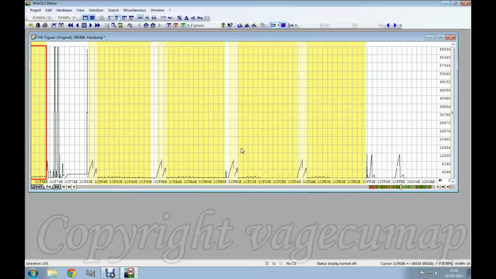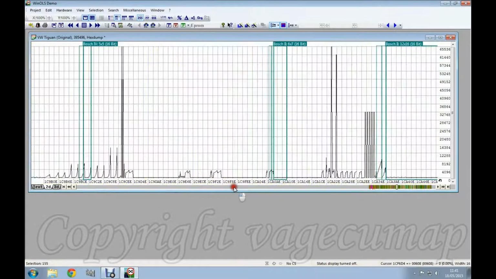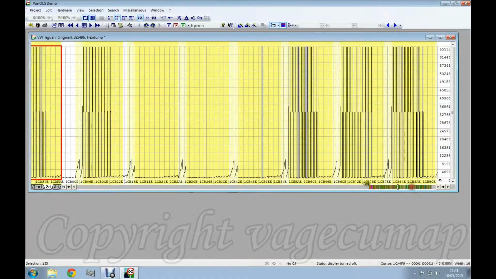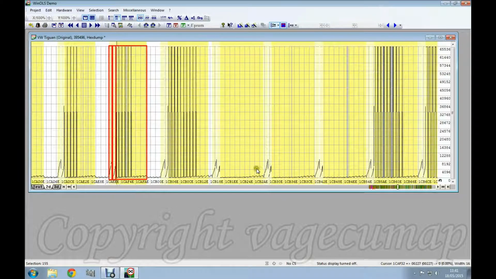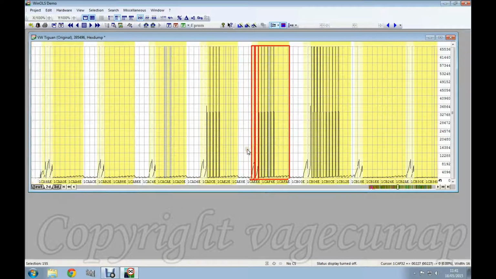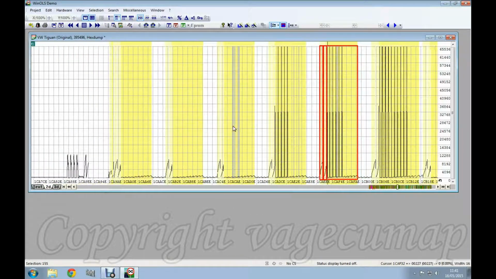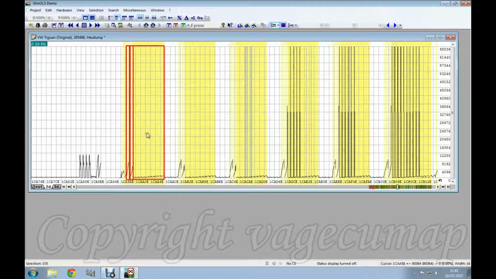Okay, in this video what I'm going to do is take a look at start of injection. The start of injection maps, as you can see from all this yellow here, are many and fairly complicated. If I go back to here, this appears to be the first of the start injection maps.